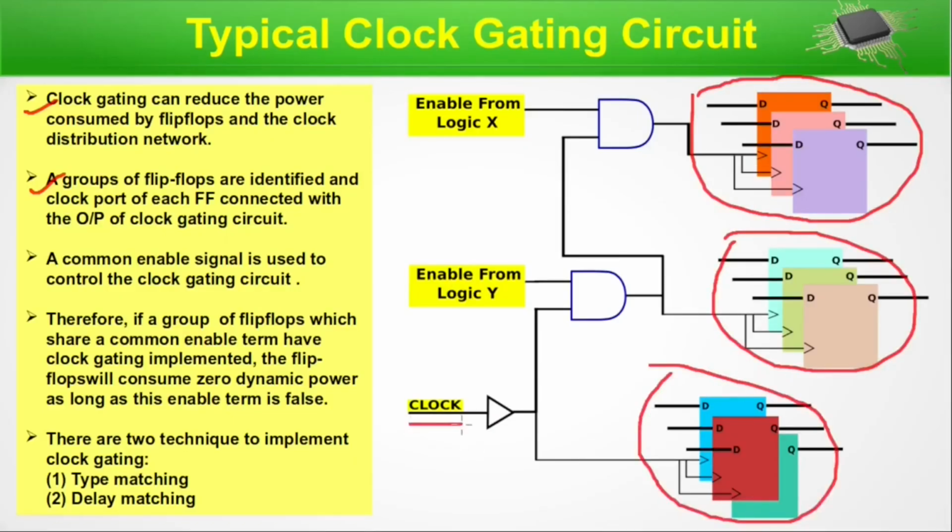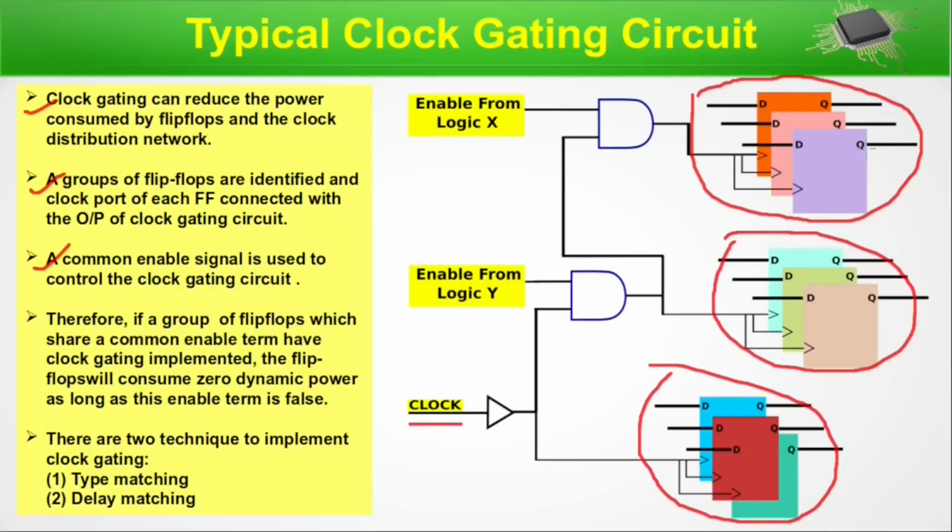This is the system clock going inside. In this cluster, enable from logic Y. Some logic is implemented here that is getting used as enable, and here enable from logic X. Some logic X is there, that is the clock gating logic. This is the enable. So a common enable signal is used to control the clock gating circuit.